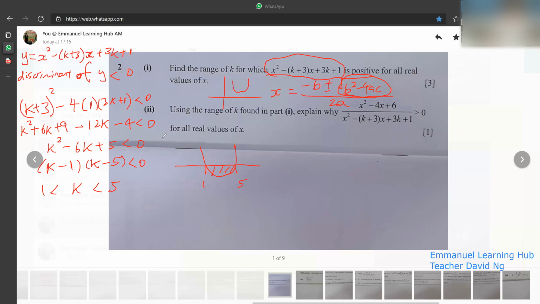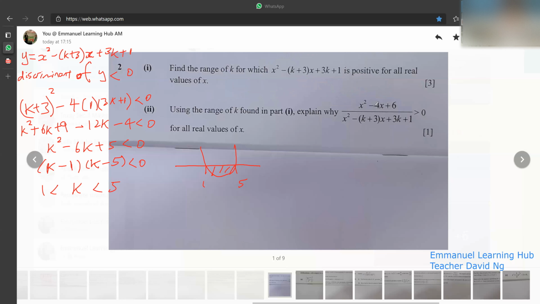Yes. For part 1, now that you know that k is between 1 and 5, use this range you found for k to explain why this value here is more than 0. Okay, now let's take a look at what we have. We are going to erase all this so I can see clearer.